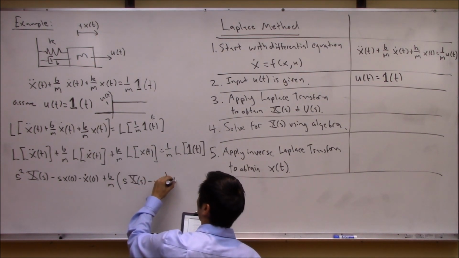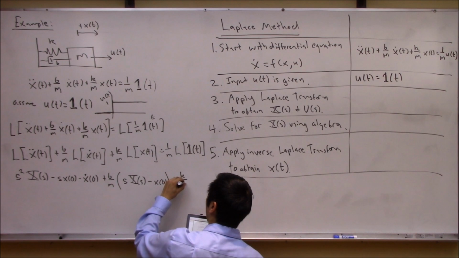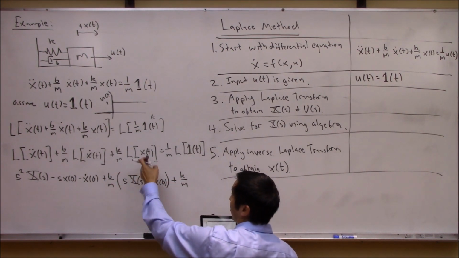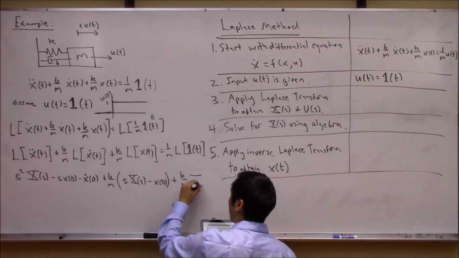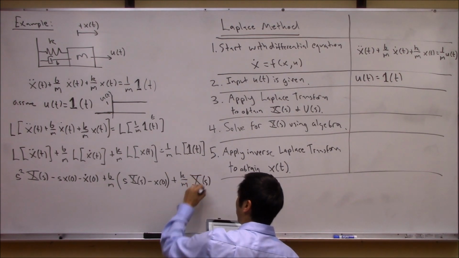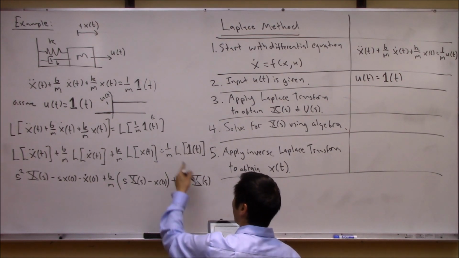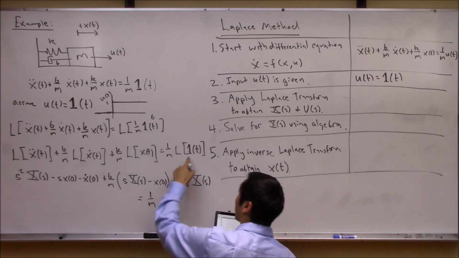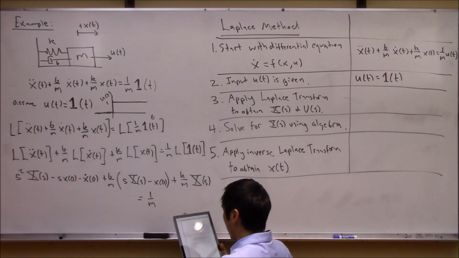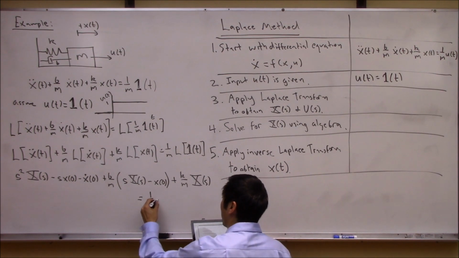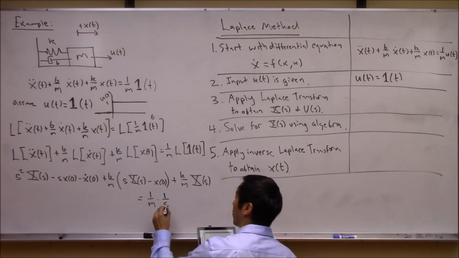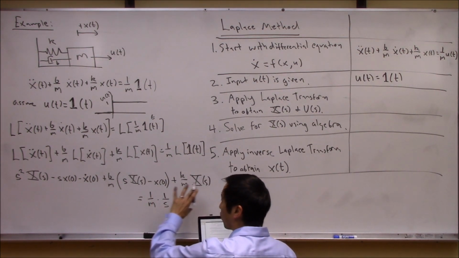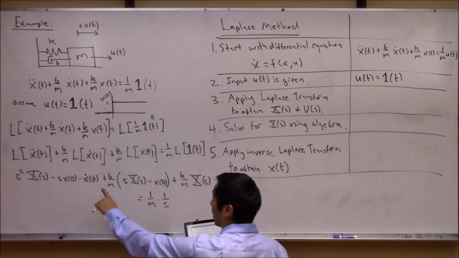Plus k over m, and this is pretty simple. The Laplace transform of the signal itself is just X of s. Now this equals on the right-hand side 1 over m. What's the Laplace transform of a unit step? We already talked about that. We know that this is 1 over s. So there you go. Let's expand this out a little bit and shuffle things around.